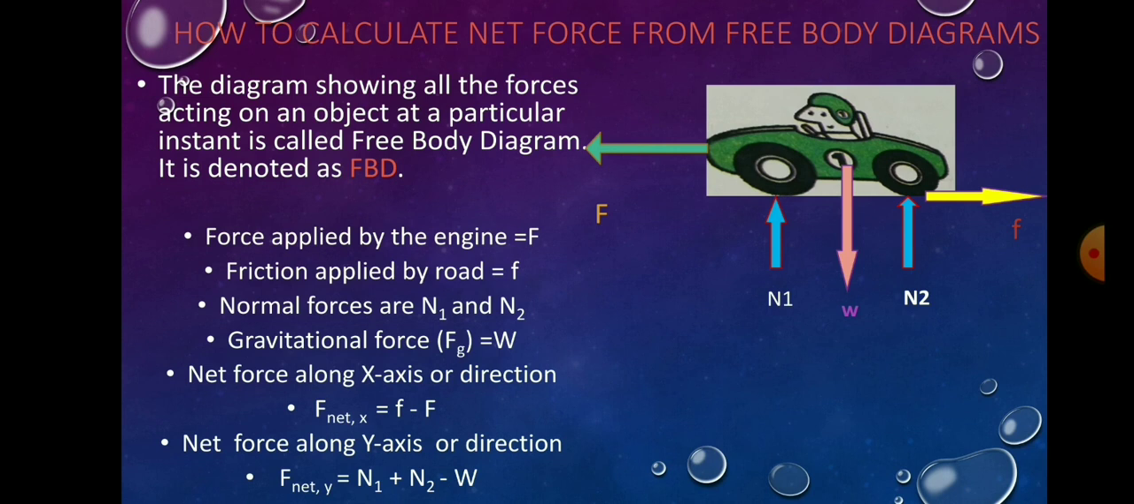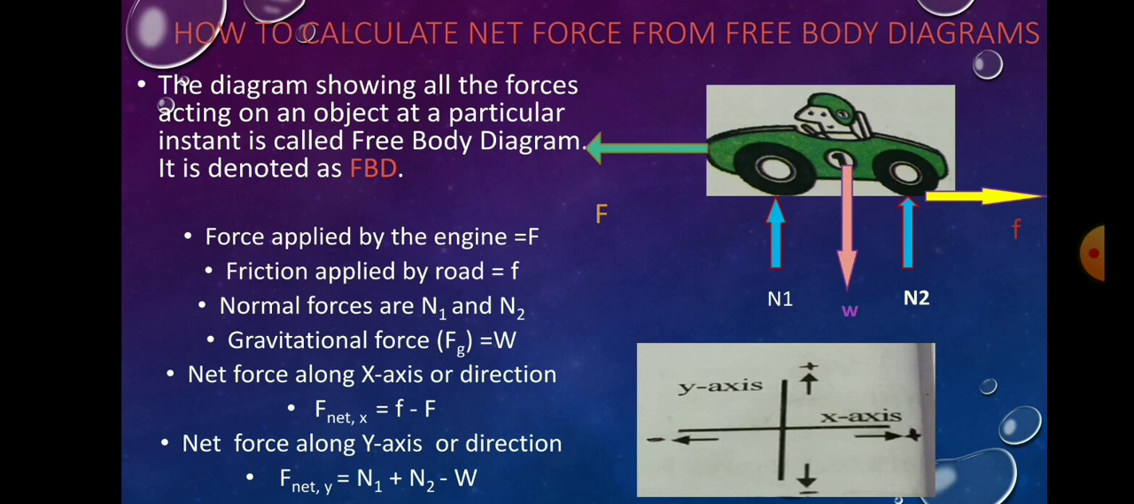Now we use a coordinate system with x-axis and y-axis. A sign convention is to be taken along the x and y-axis directions. Along the x-axis we take positive values on the right side and negative values on the left side. Along the y-axis we take positive values upward and negative values downward. Add these forces algebraically with sign conventions along the x and y axes separately. Then the values give the net force along the x and y axis directions.